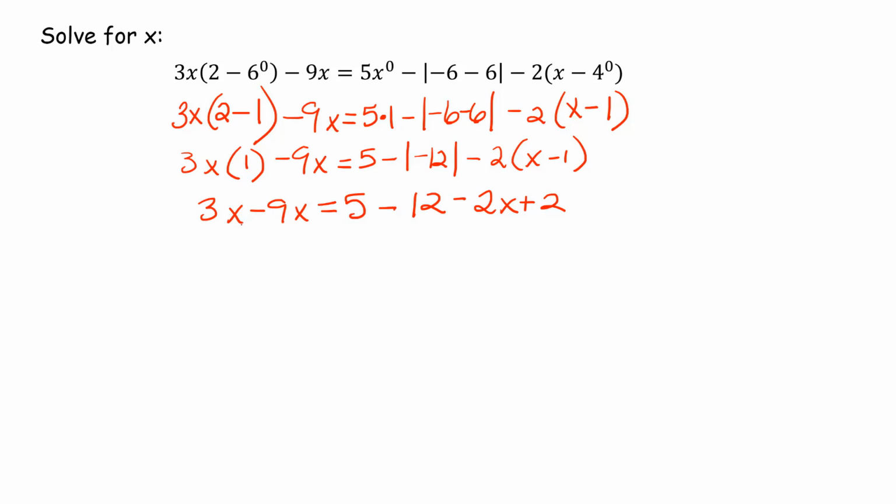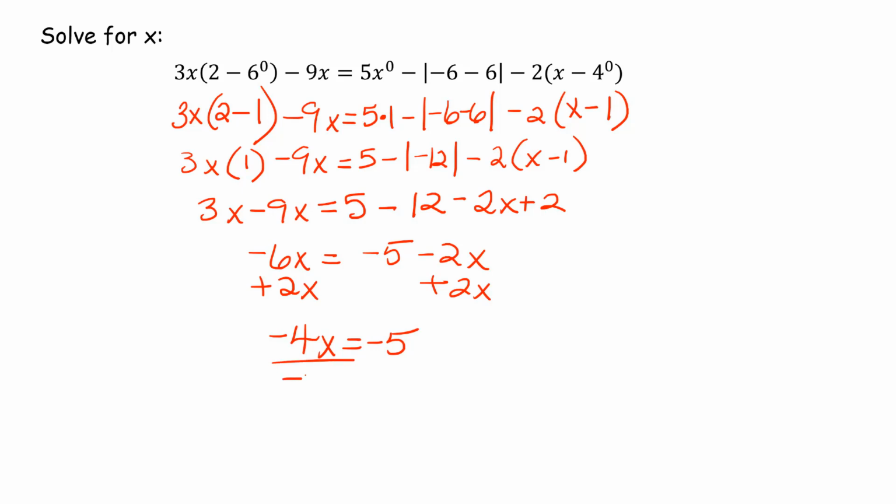Now I'm going to add my like terms. 3x minus 9x is negative 6x. 5 minus 12 is negative 7, plus 2 is negative 5. And I still have a minus 2x there. Now I'm going to add 2x on both sides. And I'm going to have negative 4x equals negative 5. I'm going to divide by negative 4. And I have x equals 5 fourths.